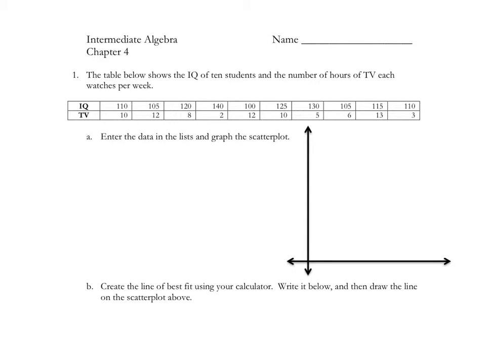The table below shows the IQ of 10 students and the number of hours of TV each watches per week. The first thing we need to do to figure out if there's a relationship between this data is plug it into our calculator and take a look at the scatter plot. In order to do this, let's decide that we're going to put IQ in list 1, that's going to be our X, and TV hours in list 2, and that's going to be our Y.